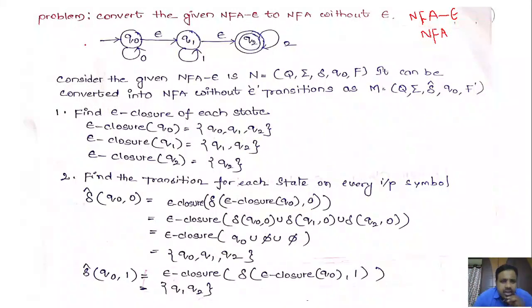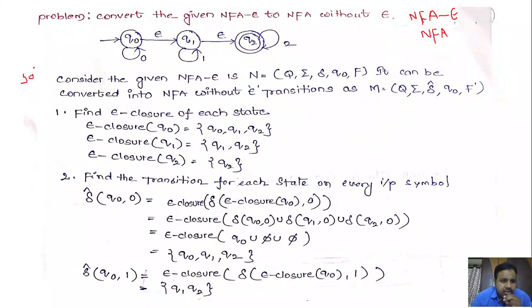Okay. So here this is the problem in which we have the epsilon transitions. Q0 on 0 has a self transition, Q0 on epsilon has a transition towards Q1, and Q1 on epsilon goes to Q2, and Q2 has a self transition on 2. So now, how do we write the solution for this particular problem?